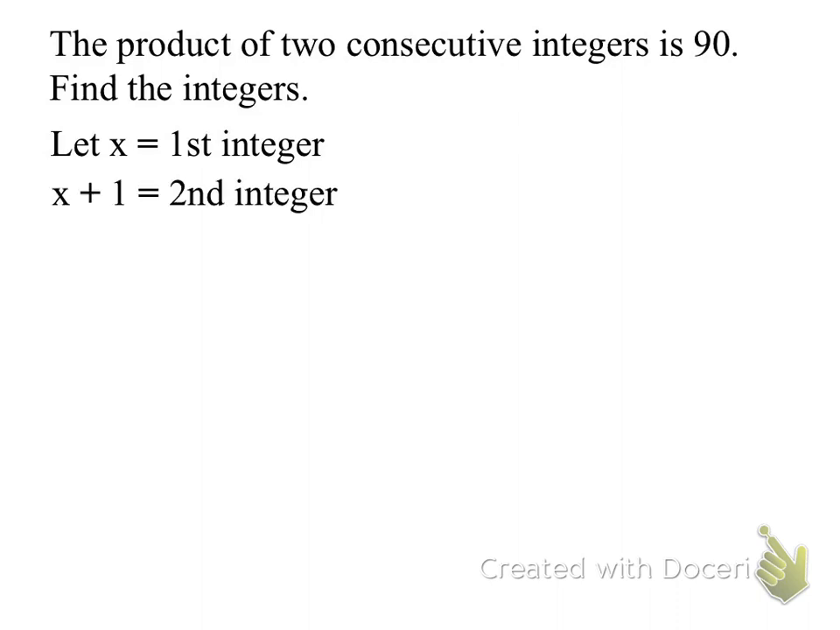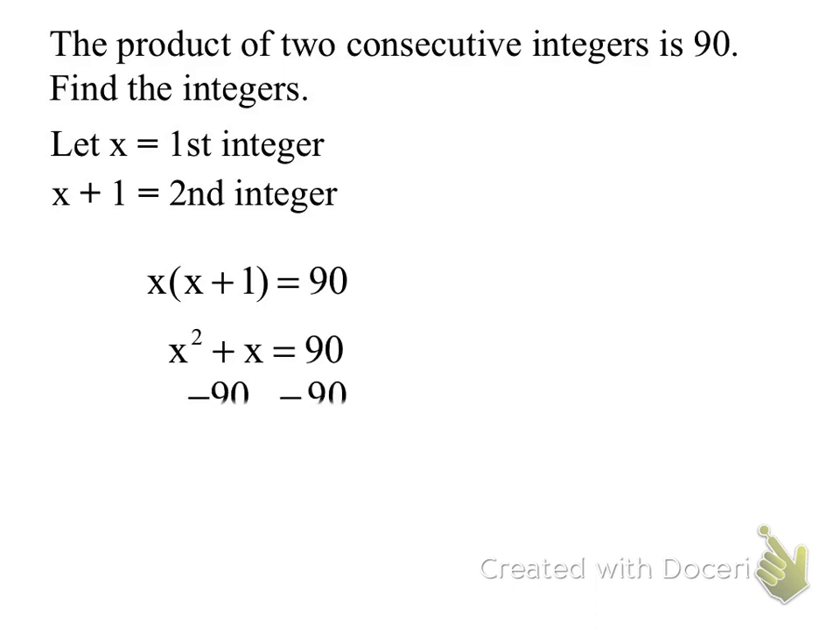Okay, now what do we do with the both of them? X plus 1. No. It says product, hon. X times X plus 1. X times the quantity of X plus 1 equals 90. You guys with me? And now we're going to double distribute: X squared plus X. And then I subtract the 90.